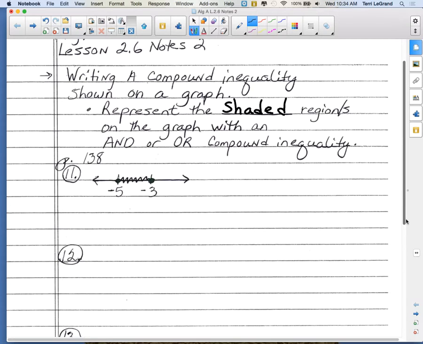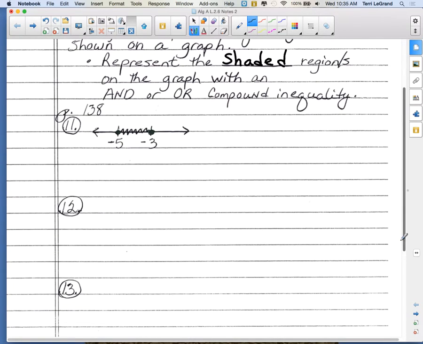Looks like we need to open our books to page 138. Because after this one, it's going to be us recreating on our papers what the graph looks like, and this is what your expectations would be in your homework also, okay? So in this section, it is asking us to write the compound inequality shown by each graph.